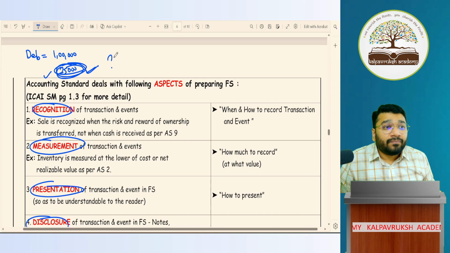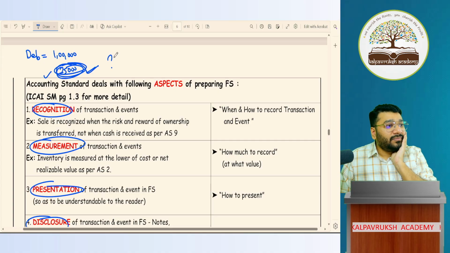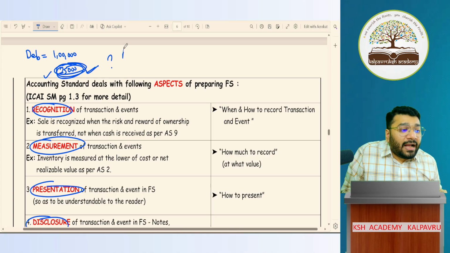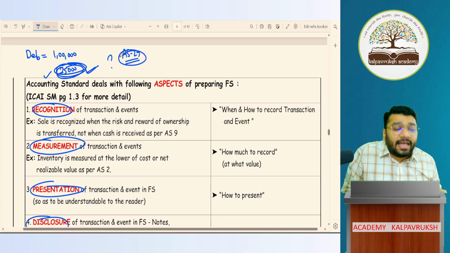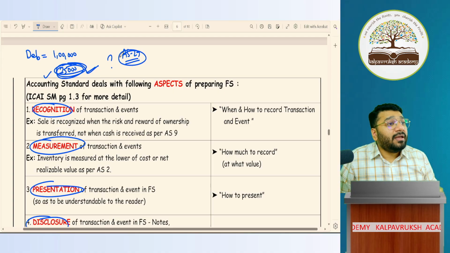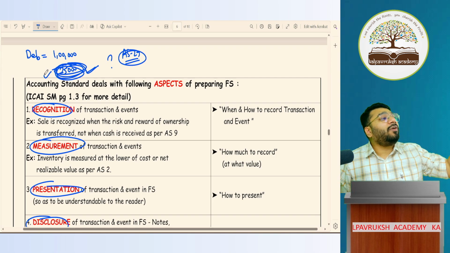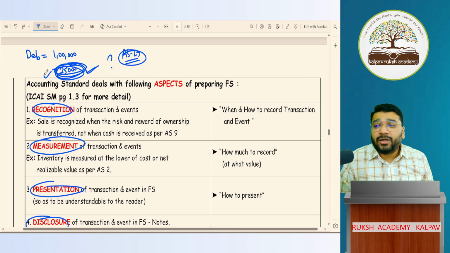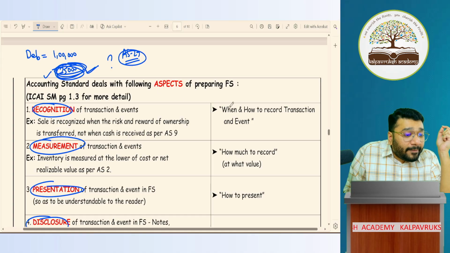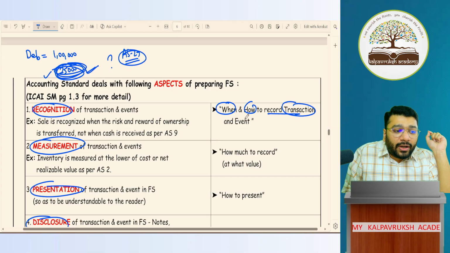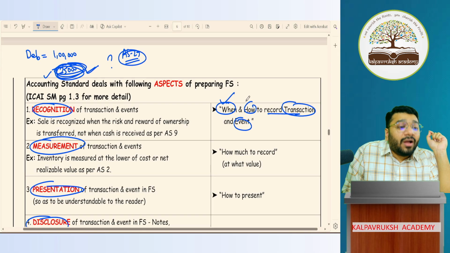to be created. But what are the guidelines for it? What are the points considering which the provision should be created or not? So if you take Accounting Standard 29, in that they have laid down certain conditions. If all those conditions are satisfied, then you have to recognize this provision in the books of accounts. So the recognition aspect talks about when and how to record a transaction in the books of accounts. A transaction or an event, when to record, how to record.